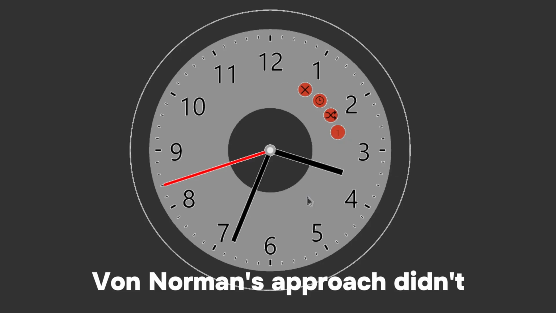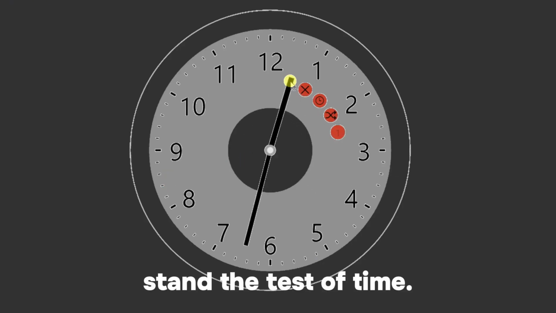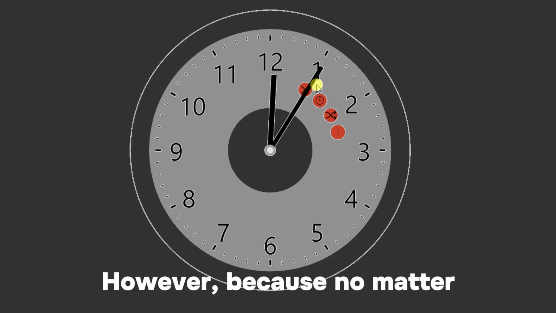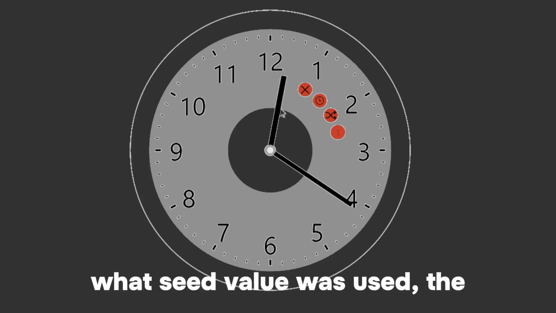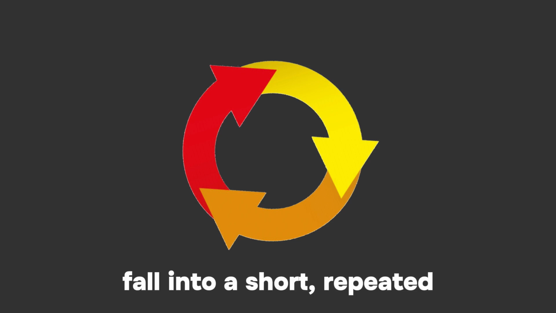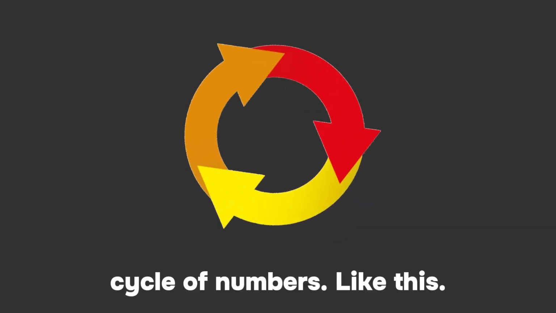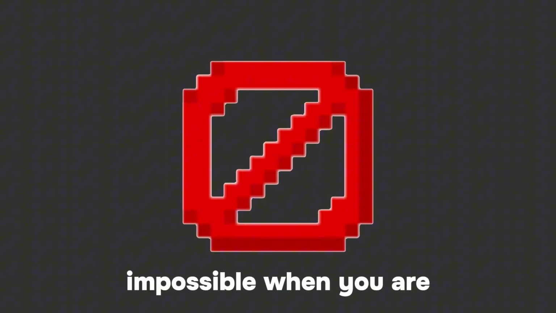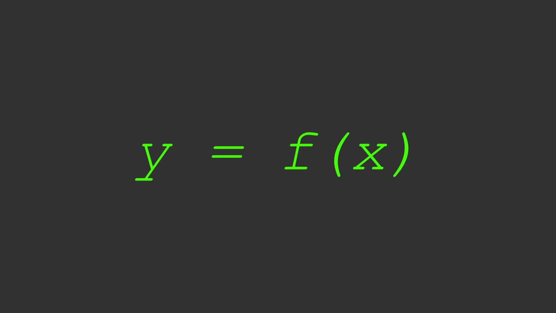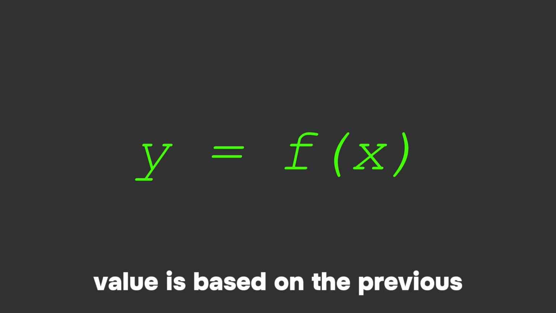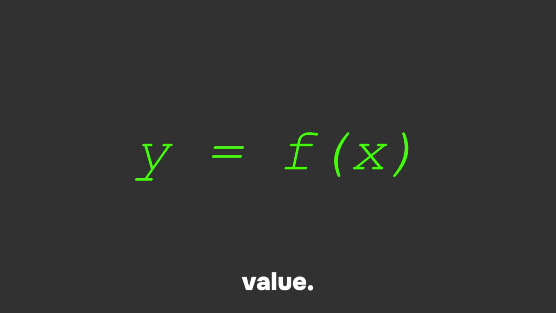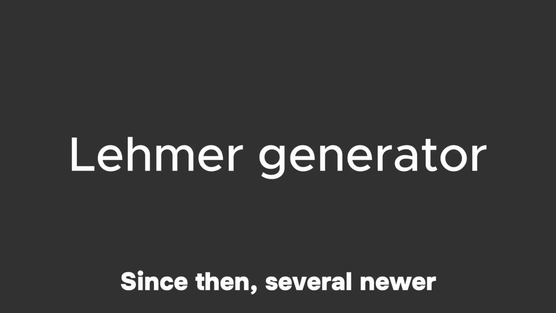Von Neumann's approach didn't stand the test of time, however, because no matter what seed value was used, the sequence would eventually fall into a short, repeated cycle of numbers, like this. Avoiding cycles is impossible when you are working with a random function whose subsequent value is based on the previous value. Since then, several newer PRNGs have emerged for different applications.